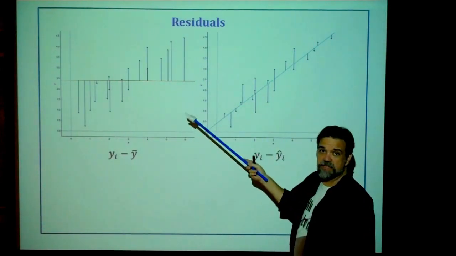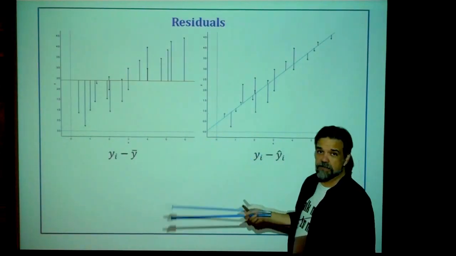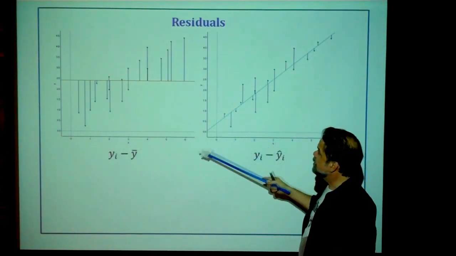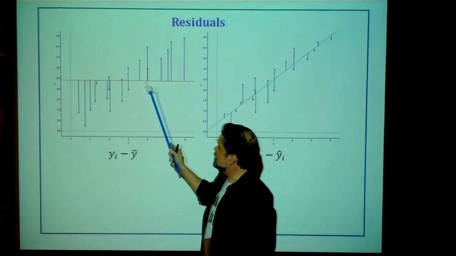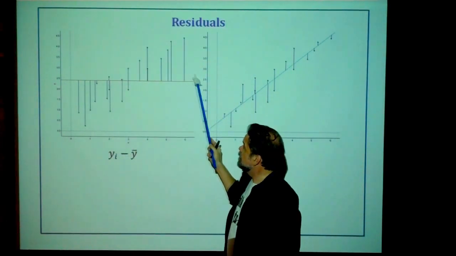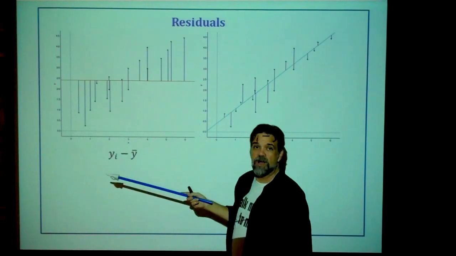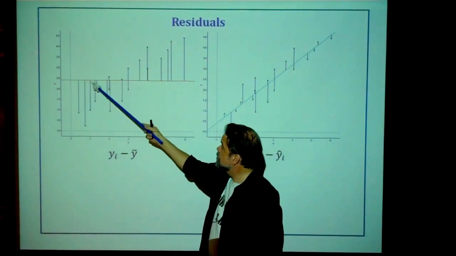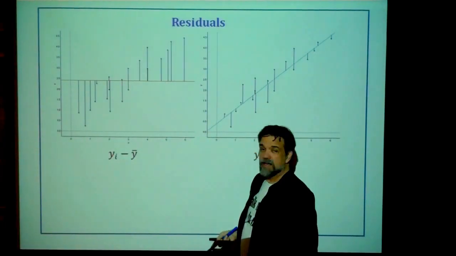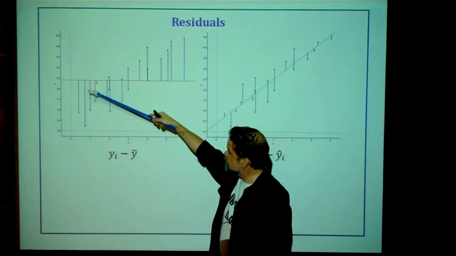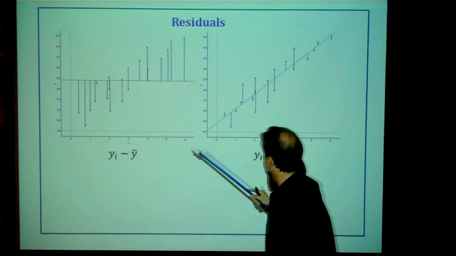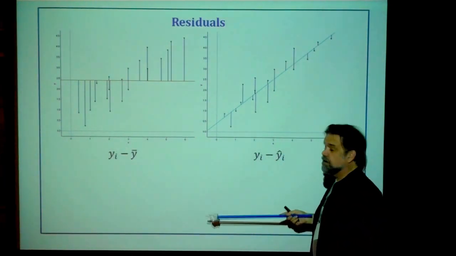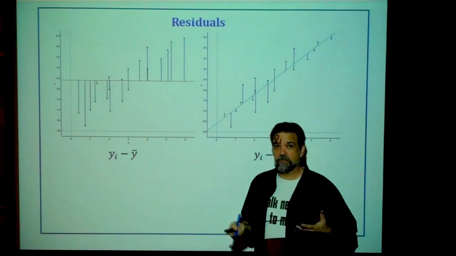This is the same scatter plot, but the lines are very, very different. Here's my least squared regression line, and this is just a line. It's a horizontal line that goes through y equals y bar. It's just the mean of our y data. And as you can see, the residuals that I get here are way bigger than the residuals that I get here, right?